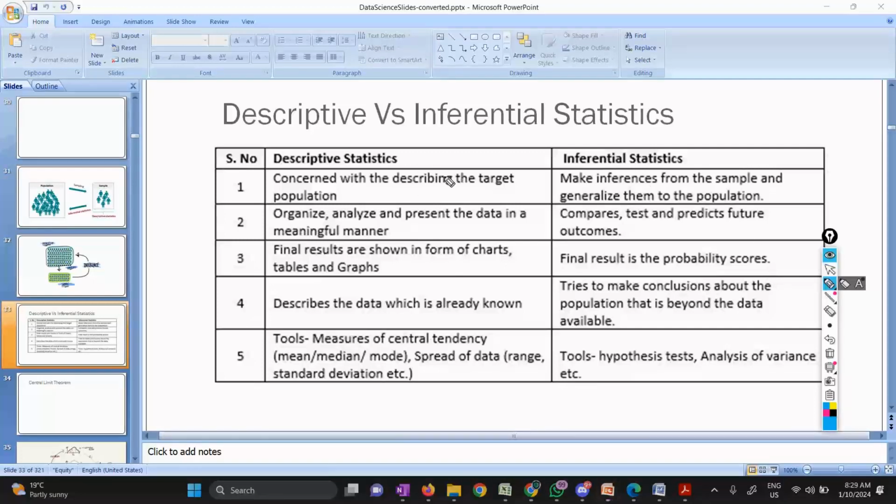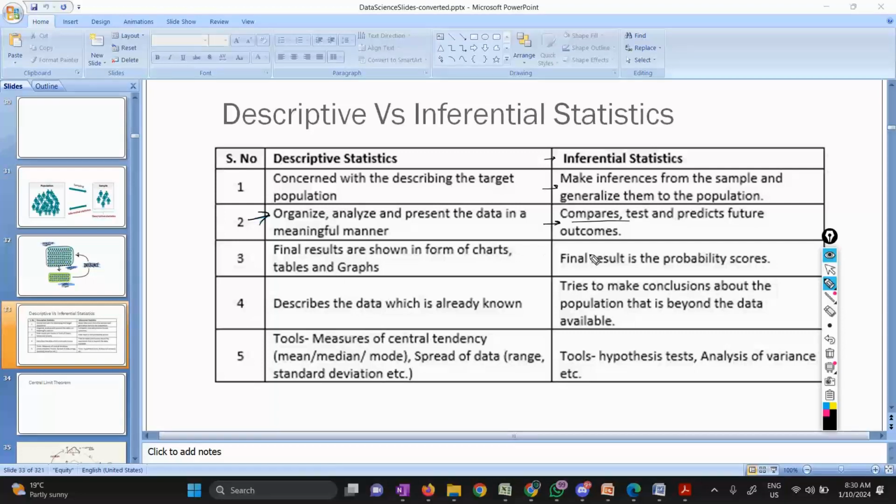Okay. Now, descriptive, read this. Organize, analyze, and present the data in a meaningful manner. Yes, that is descriptive. So the sample data is put into a meaningful manner. This one: compares, tests, predicts future outcomes. So with the larger population, we compare the sample data and test it, giving the output for larger populations. Final results from the charts, tables and graphs. We are showing it in charts, graphs and tables. So the final result is probability scores.